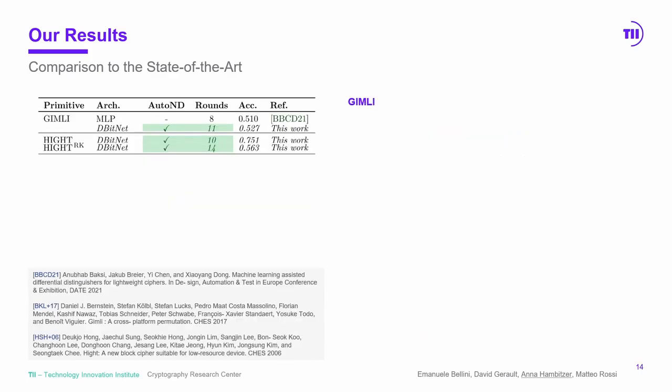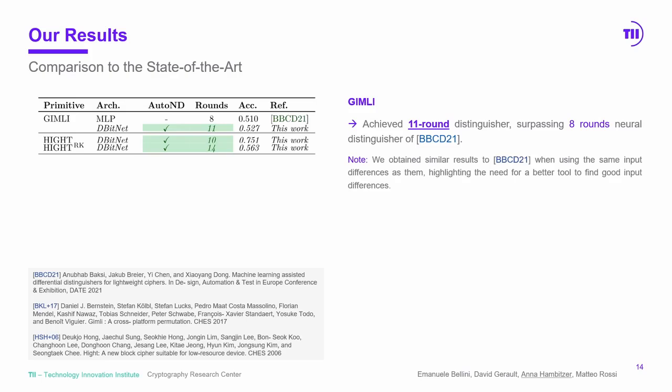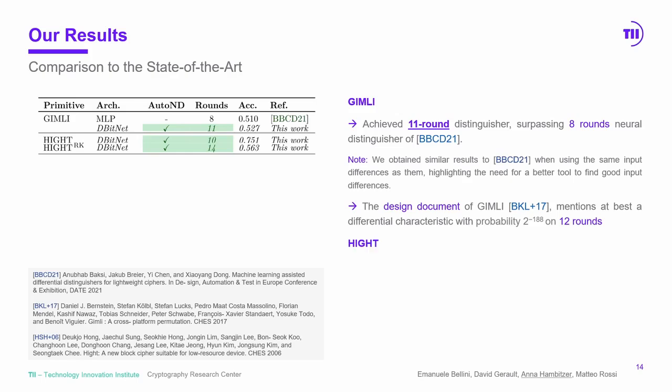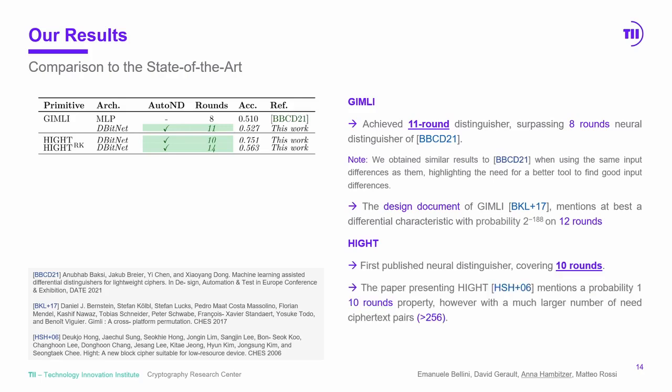For Gimli, we achieved an 11-round distinguisher, surpassing 8 rounds achieved in previous work. And we note that this is due to the input difference. The design document of Gimli also mentions a 12-round differential characteristic. For HIGHT, we obtained the first published neural distinguisher covering 10 rounds, and the paper that presents HIGHT also mentions a 10-round property, but with a much higher number of needed ciphertext pairs.